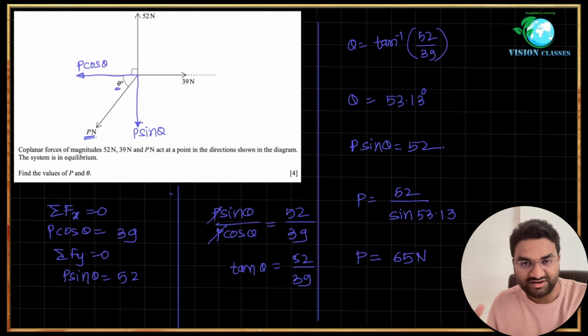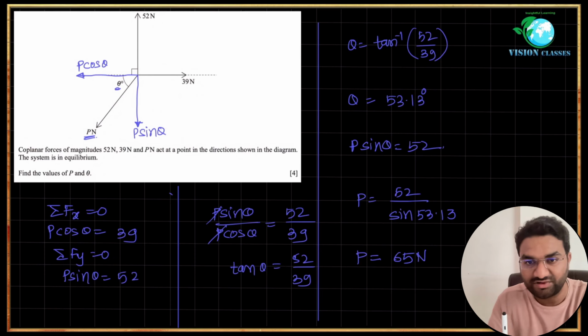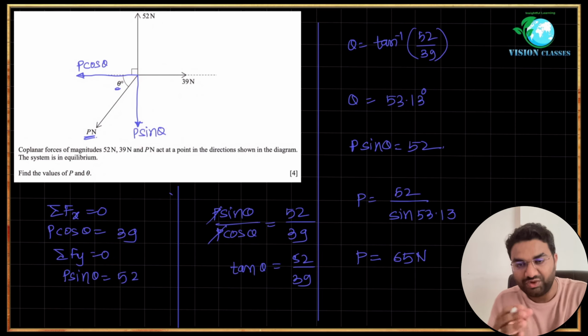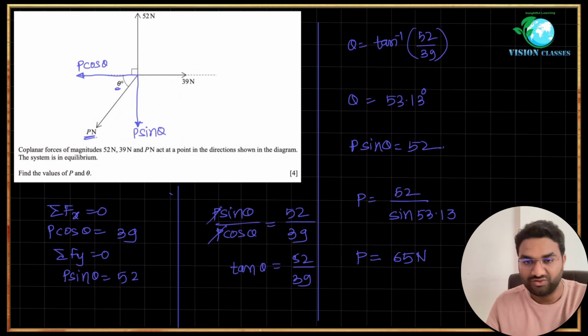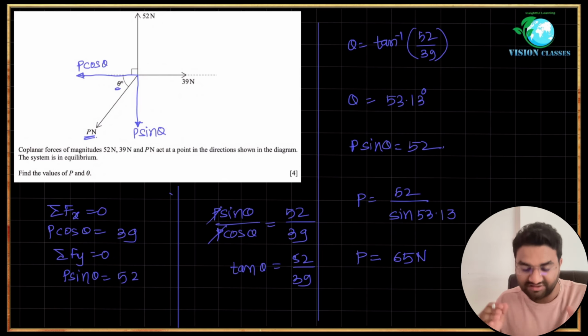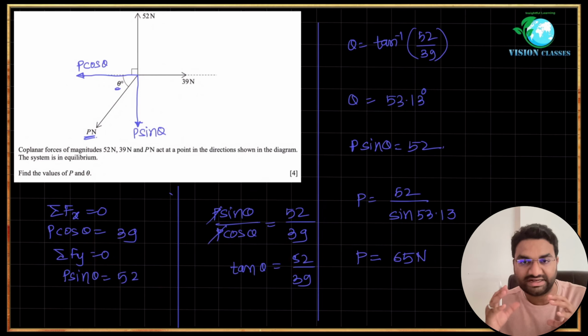So here we have just used the equilibrium of forces concept, resolving the forces, breaking down the forces into horizontal and vertical components. And then we used a little bit of trigonometry to calculate the value of P and theta. That's it. This is a 4-mark question. If you write step by step answers this way, you will get full marks.